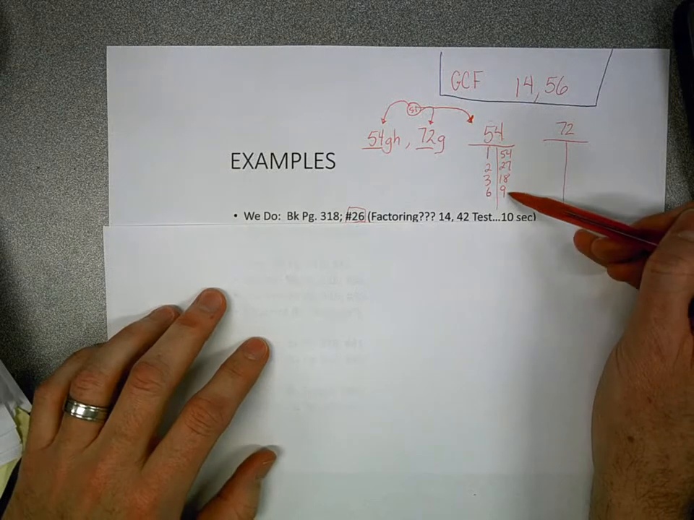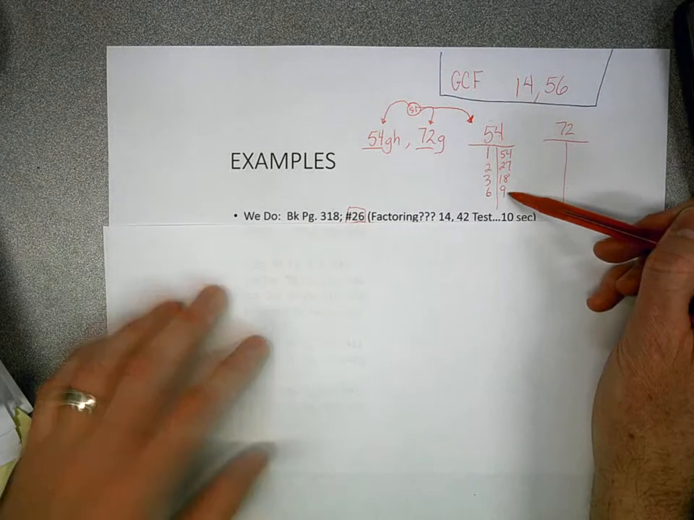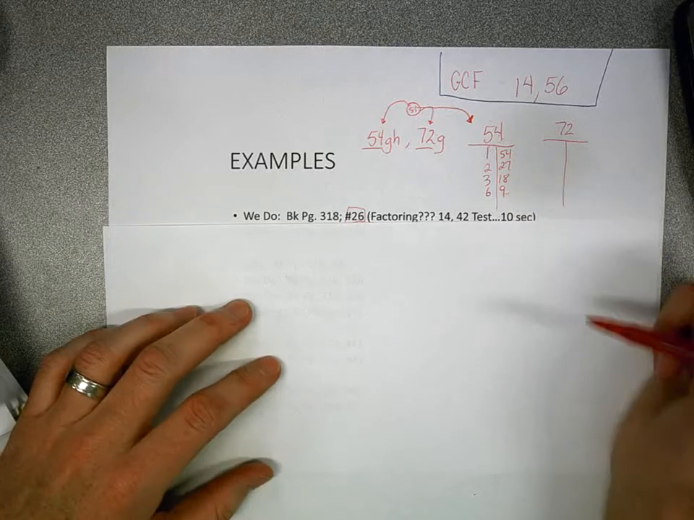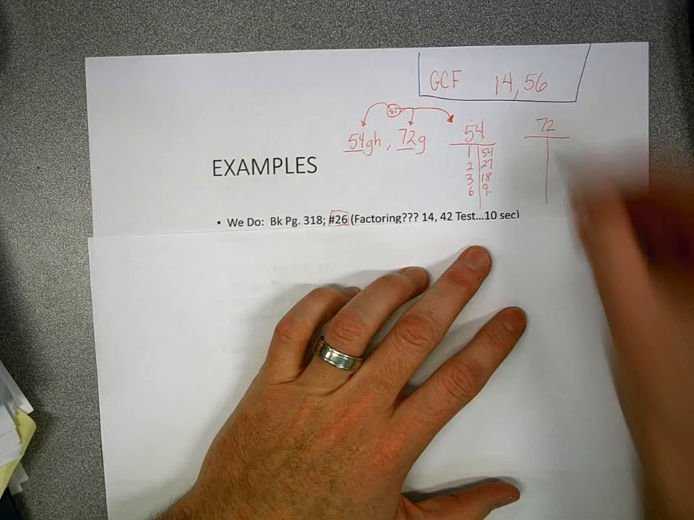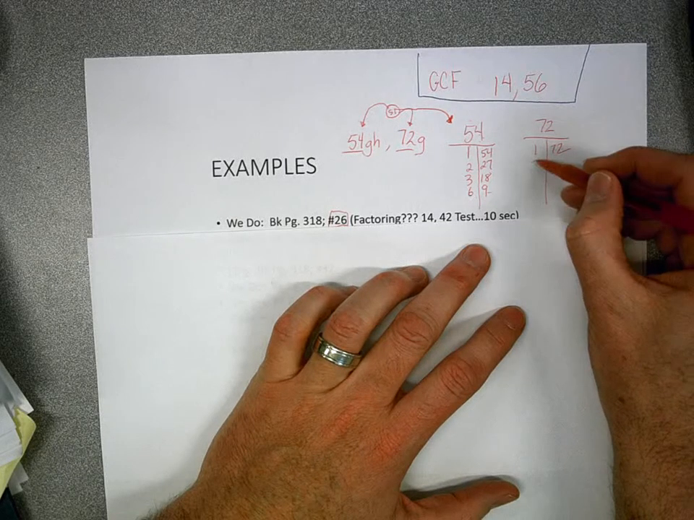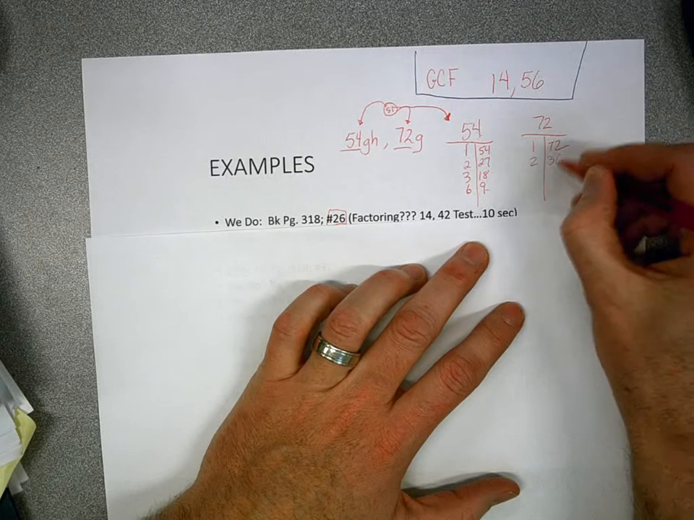Once I hit that right side, that number we already have, we're done. We didn't miss out on any factor. Okay? Now doing the same thing with 72. 1 and 72. Okay? It's even, so 2 can go into it.